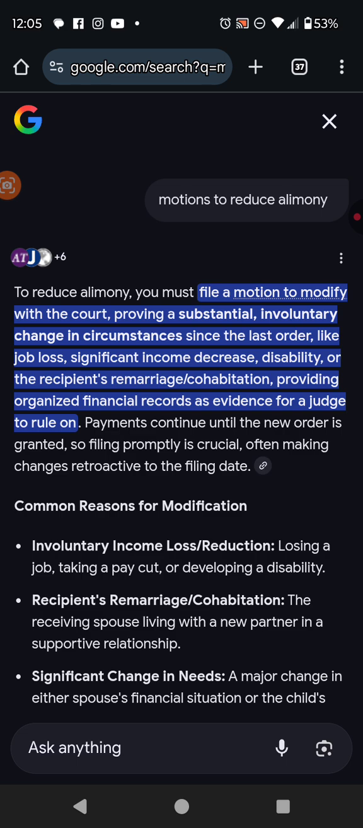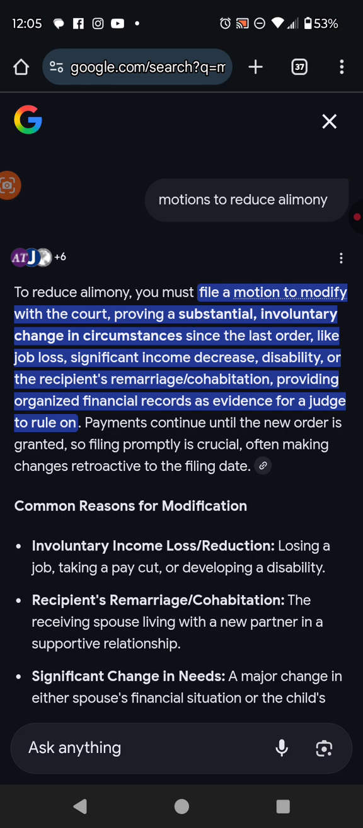Provide a substantial involuntary change in circumstances since the last order, like job loss, significant income decrease, disability. He's had significant income decrease, disability. He's disabled. Involuntary retirement, it was called, or the recipient's remarriage, cohabitation. So they don't have to be married. They could be living with somebody, and you could use that to reduce your alimony.